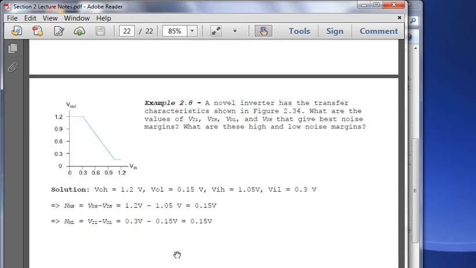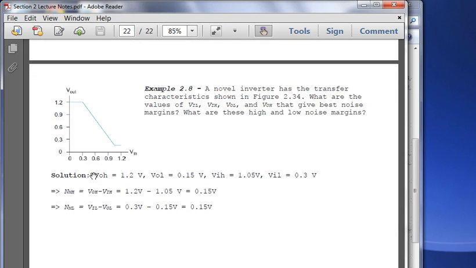Okay, so this is a simple example. We have a chart here. We have V out versus V in, sample 2.8. The question states a novel inverter has a transfer characteristic shown in figure 2.34. This is a figure from the textbook. What are the values of VIL, VIH, VOL, and VOH that give the best noise margins? What are these high and low noise margins? So, the key details is we want to stay here, and we want to be here. So high VOH, output high, 1.2 volts.